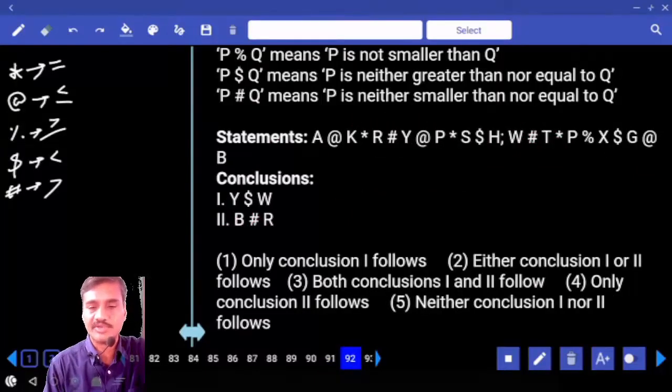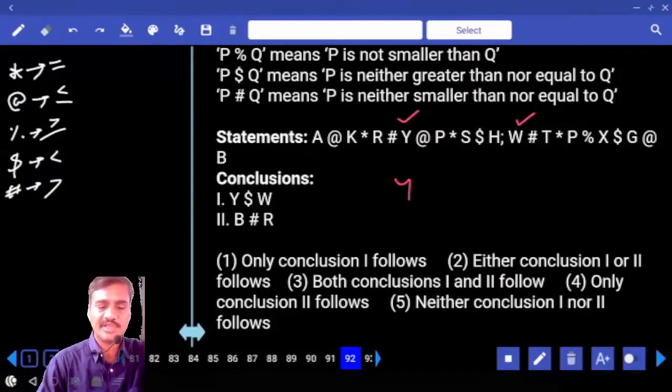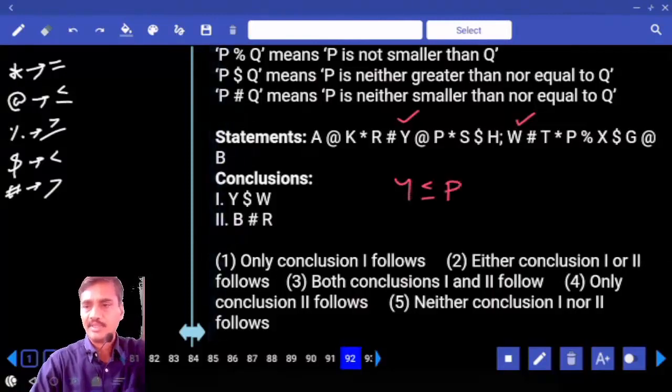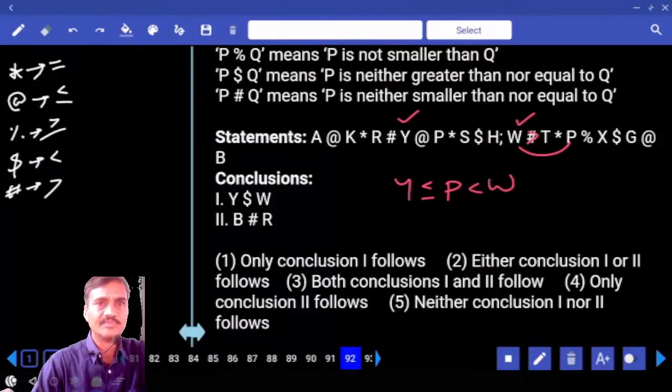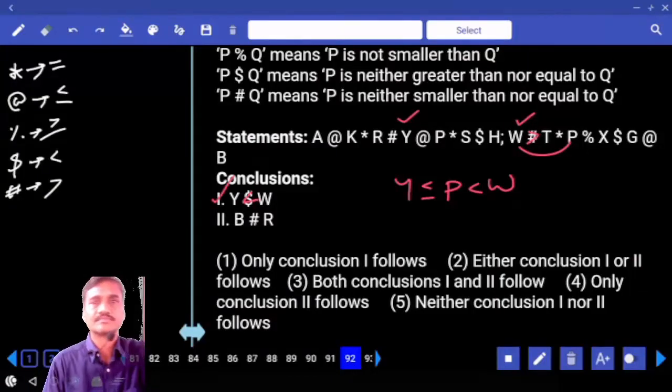Then coming to 92. The relation between Y and W. W is here and Y is here. The element that is common between these two is P. P is common. Y at the rate of P means Y lesser than or equals to P. And W and P, hash means W greater than P, P lesser than W. Hence Y lesser than W, dollar lesser than, definitely true.